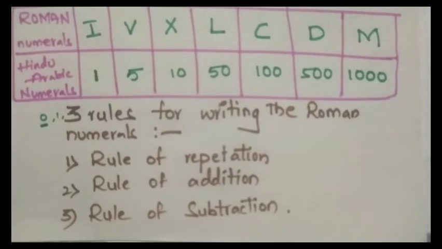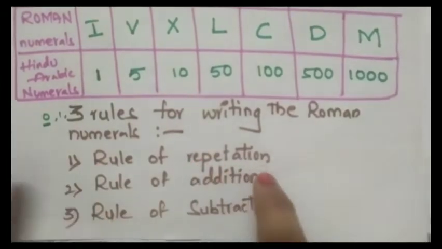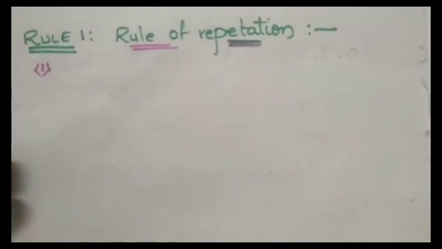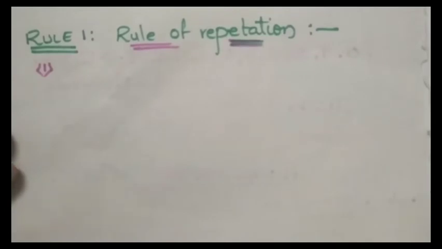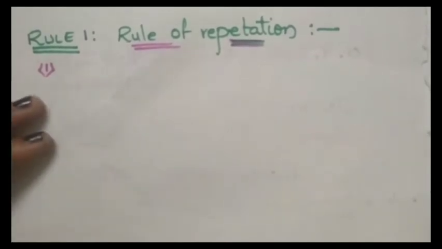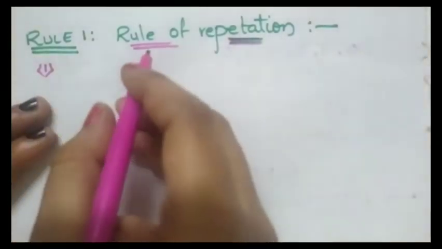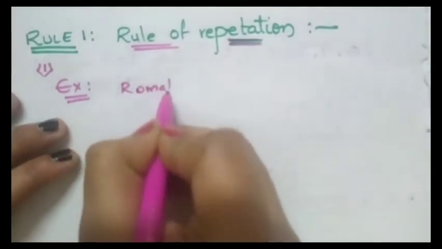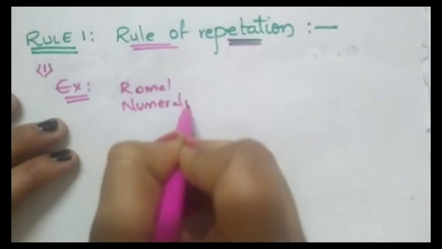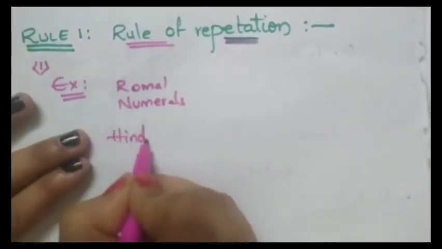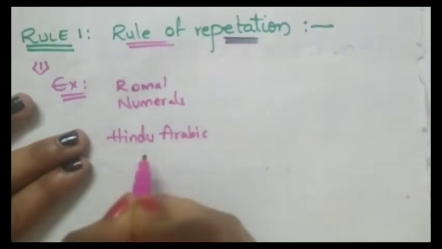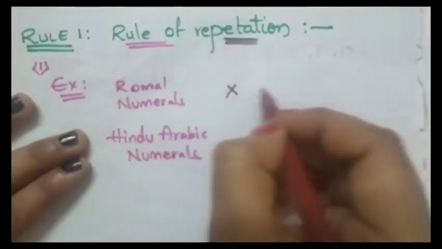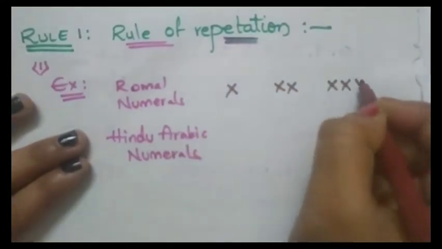Now look at the first rule, rule of repetition. When a symbol is repeated twice or thrice, its value is multiplied by 2 or 3 respectively. For example, we have Roman numerals and Hindu Arabic numerals. Roman numerals X, XX, XXX.